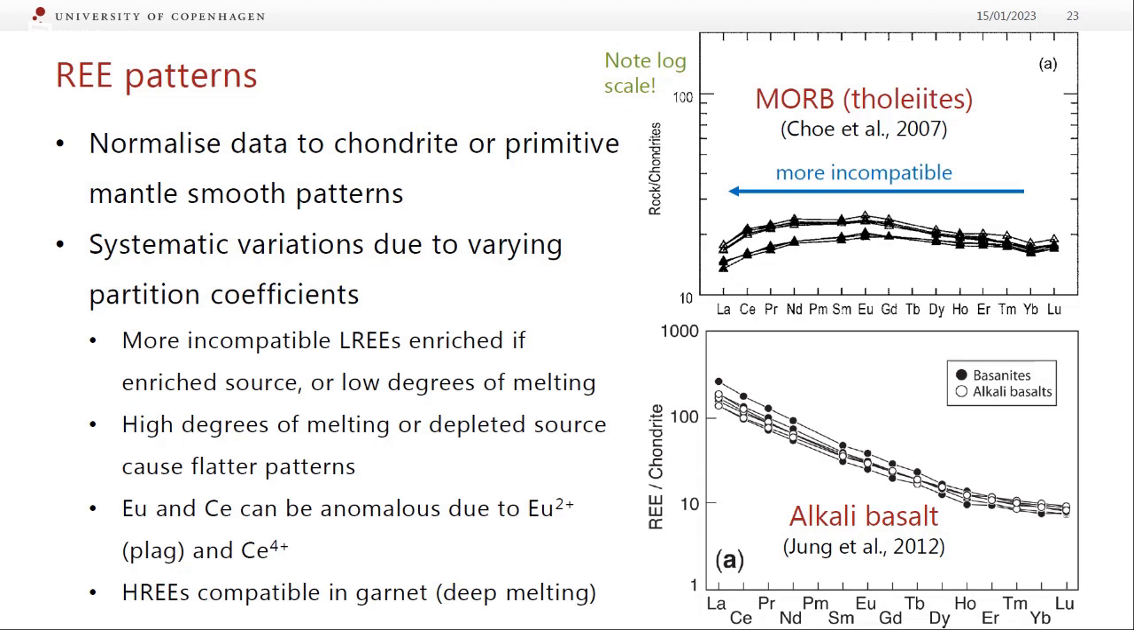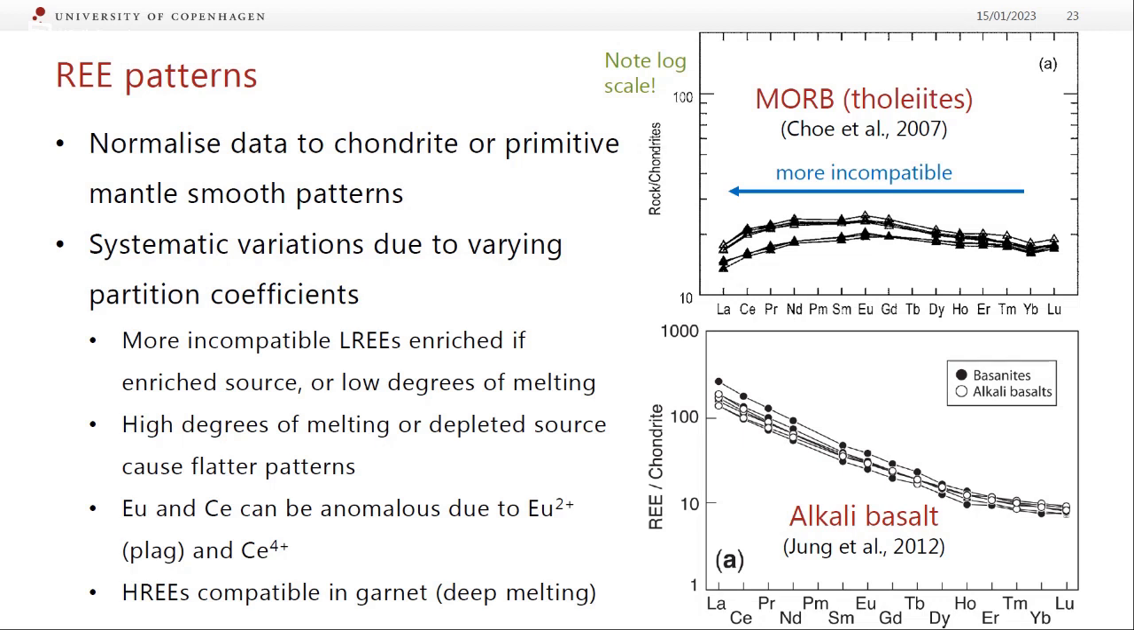Europium and cerium can be anomalous because they can have different oxidation states. So europium can be europium 2+ as well as 3+, and the europium 2+ version is compatible in plagioclase. So if we've crystallized and removed plagioclase from a magma, then we get a negative europium anomaly. In cumulates that have lots of plagioclase, we get a positive europium anomaly. Cerium can also be 4+, but I think that's probably more relevant to sedimentary rocks.